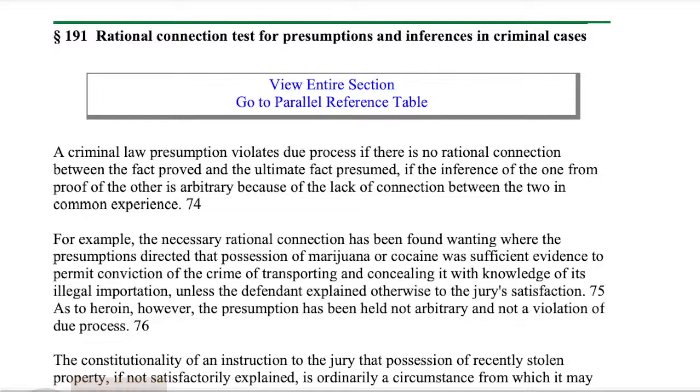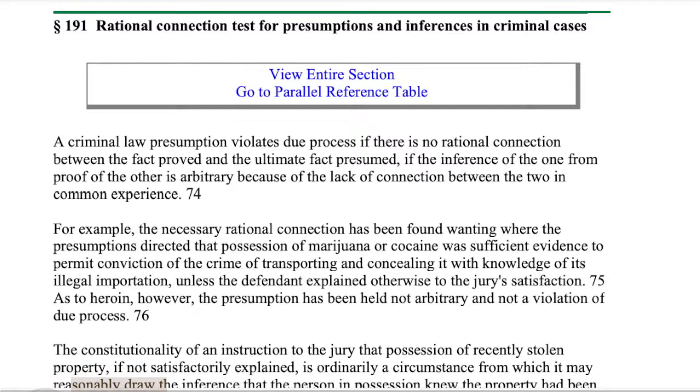Although it is rather old, it is still relevant due to the fact that the law of evidence really hasn't changed much, or if at all, and if it even should. So we're on to section 191, rational connection test for presumptions and inferences in criminal cases.